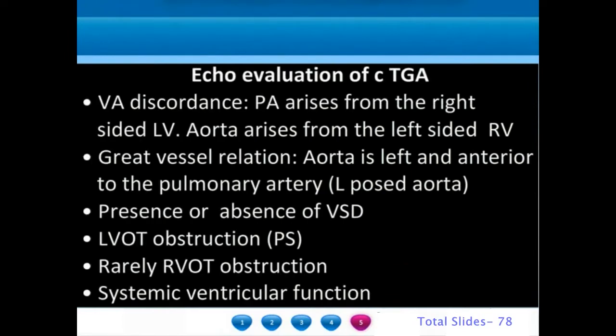Because of ventricular arterial discordance, the pulmonary artery arises from the right-sided left ventricle, and the aorta arises from the left-sided right ventricle. Aorta is often left and anterior to the pulmonary artery and is described as L-malposed. There may be a presence of ventricular septal defect, left ventricular outflow tract obstruction, very rarely right ventricular outflow tract obstruction, and in some cases the systemic right ventricular function will be very depressed.